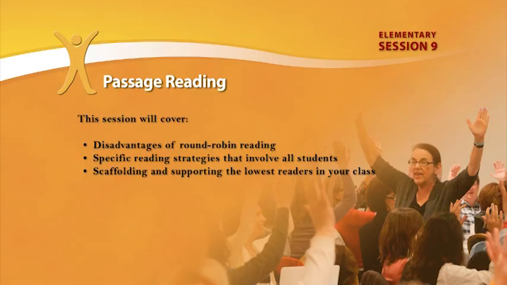How can you increase the active participation of all students when assigning reading tasks? You will identify the drawbacks of round-robin reading and learn alternate strategies that include all students, increase students' rehearsal time, and allow you to monitor the reading skills and comprehension of all students in your class. This session also includes useful tools for scaffolding and supporting the reading skills of the lowest readers in your classroom.